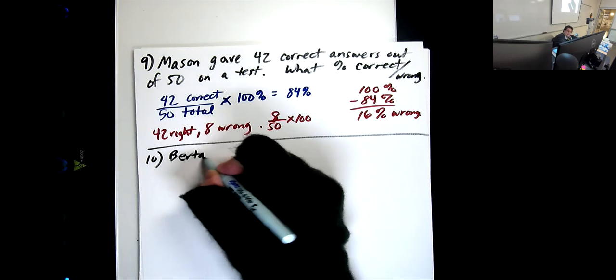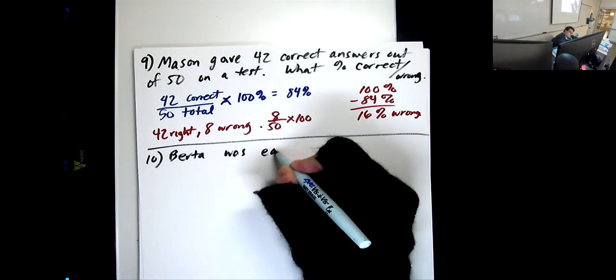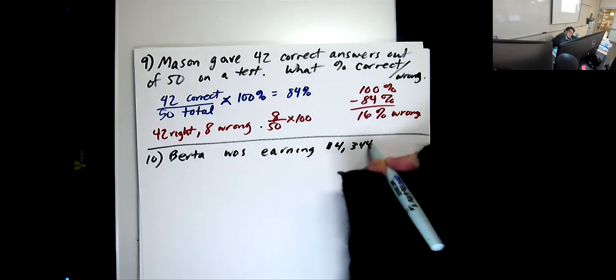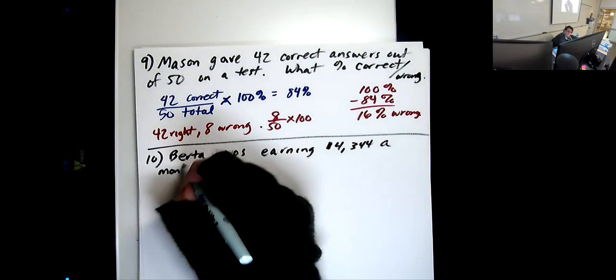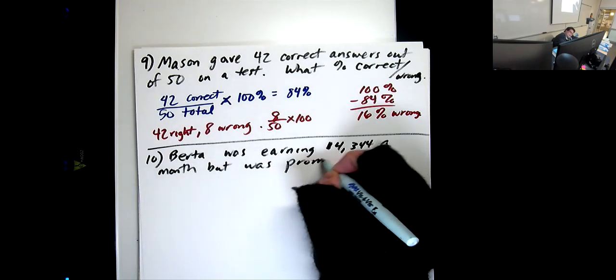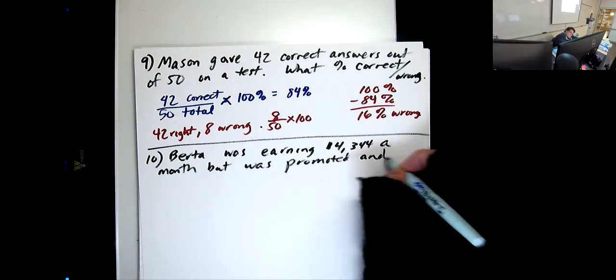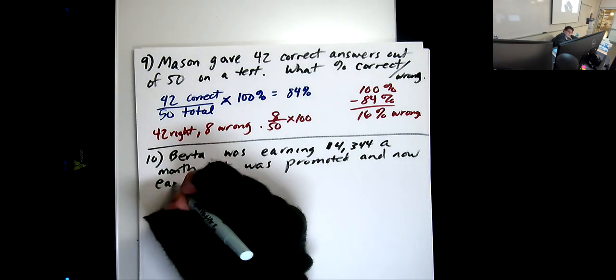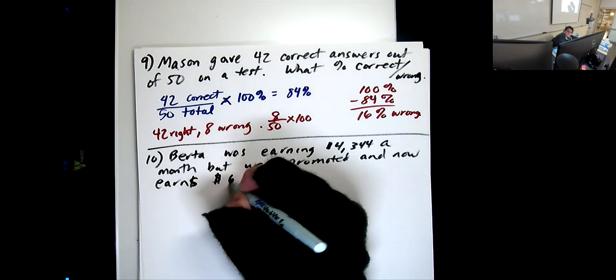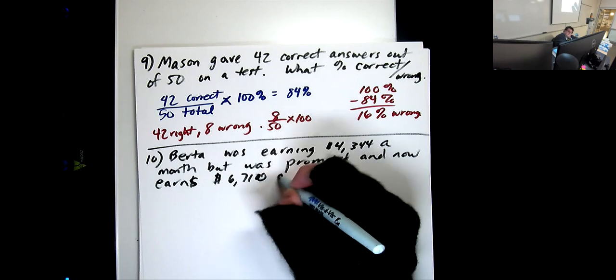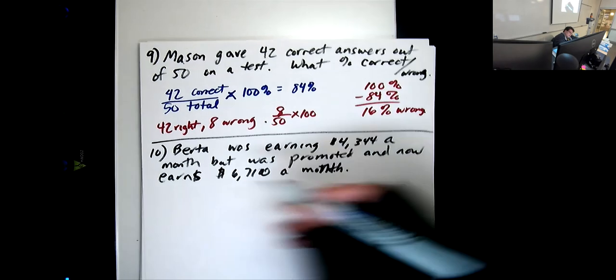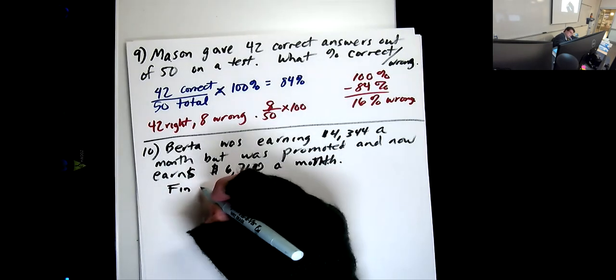Bertha was earning 4,344 a month, but was promoted, and now earns 6,710 a month. Find the increase and percent increase.